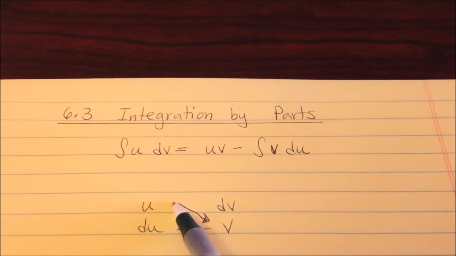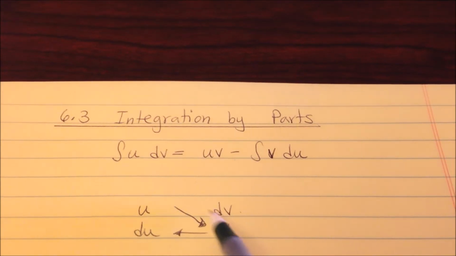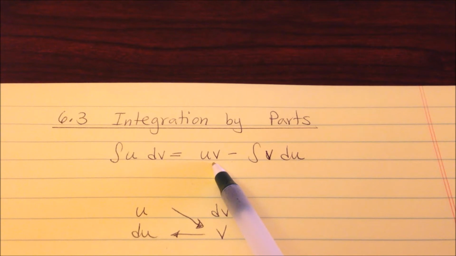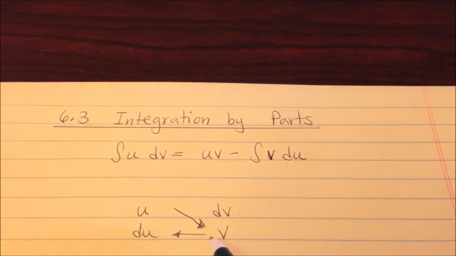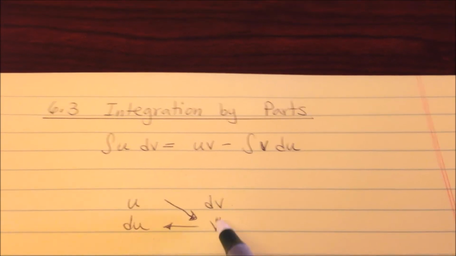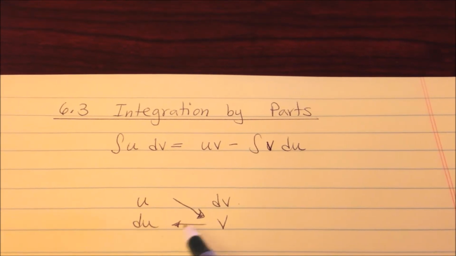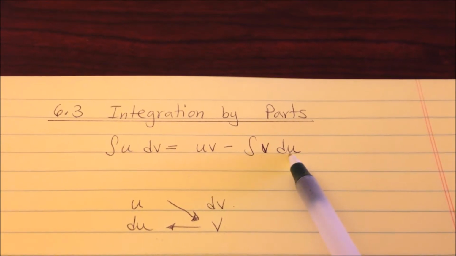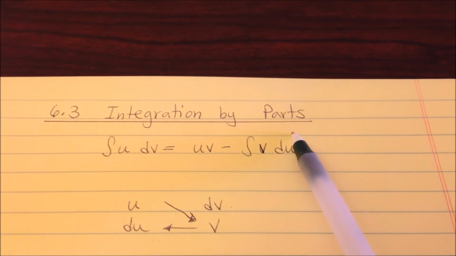Okay? So once we are done with that, we're going to multiply the u times v, which is this part right here, and then it's always minus in the formula, but obviously this can change depending on the product of the v and the du part of it. Okay, and then minus the integration of, and then we multiply v times du, which is this part right here. Okay, so this is the setup that we're always going to use when we do integration by parts.